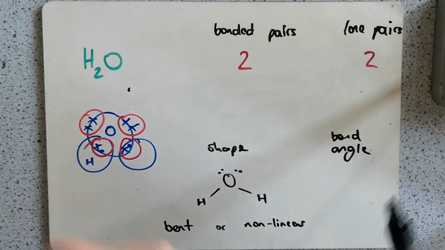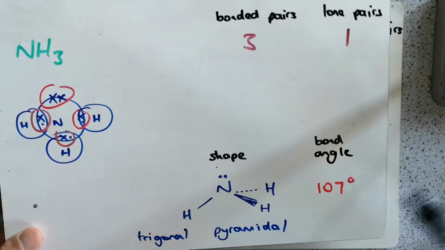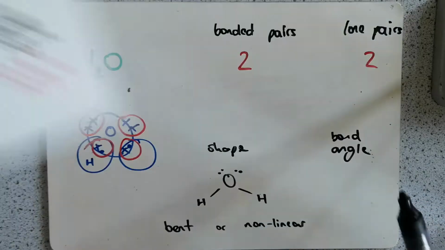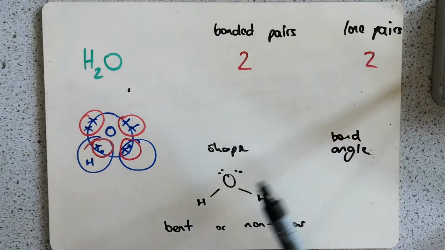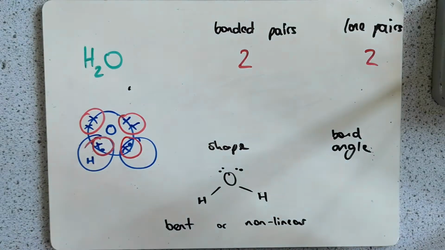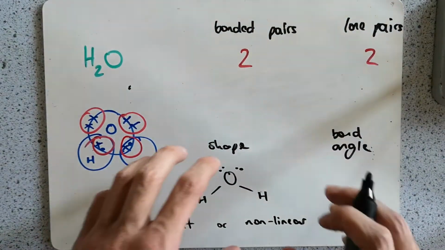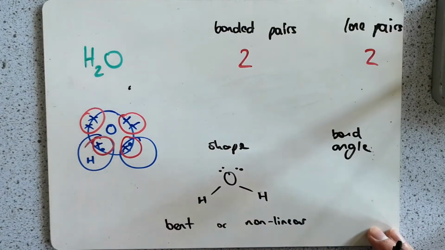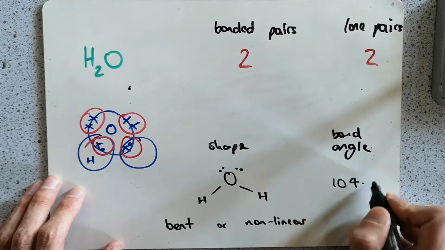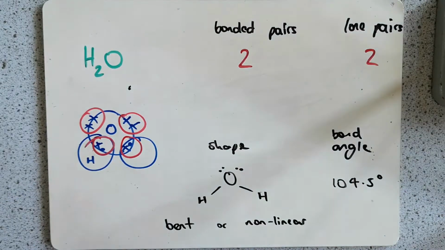We saw earlier, when we looked at NH3, the bond angle got pushed down slightly by the lone pair of electrons. So the bond angle in this is also going to get pushed down by the lone pair of electrons. It's got a total number of 4, so it's very similar to tetrahedral, but it's got 2 lone pairs. If it had 1, it goes to 107. This has got 2, so it goes to 104.5 degrees.